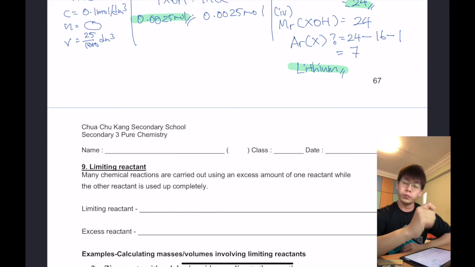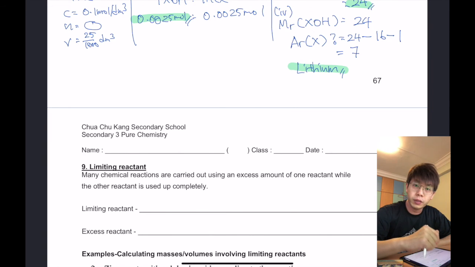Right, so I hope this question has really helped you think carefully of all the equations that you need to have, and I hope that this helps you understand better. Okay, thank you.